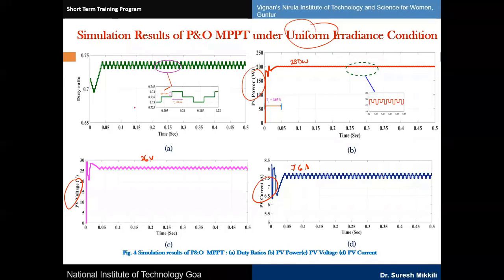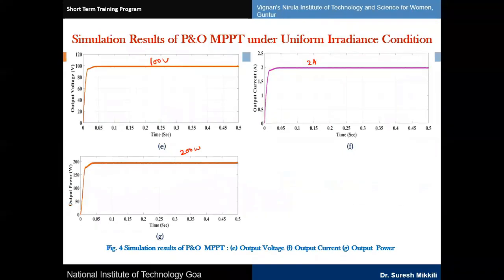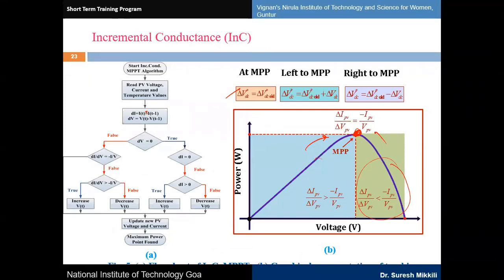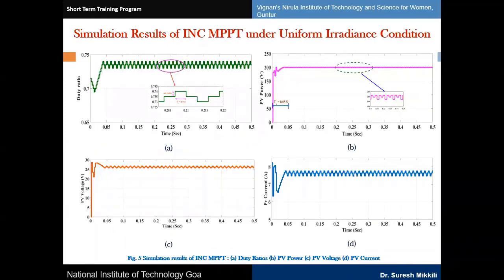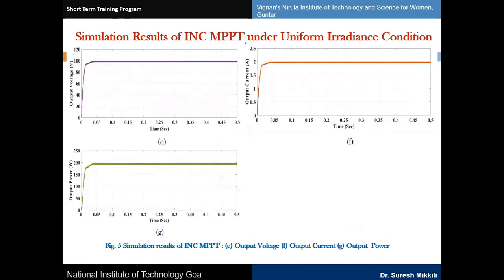Then we have seen P and O under uniform irradiance condition: PV voltage, PV current, PV power, and the output voltage of the DC-DC converter, output current, and output power, how much we generated. In the same way, incremental conductance we have also seen. Here both have problems: the settling is taking some time, there are some stability issues, and there are some notches. Incremental conductance also took some time to settle.